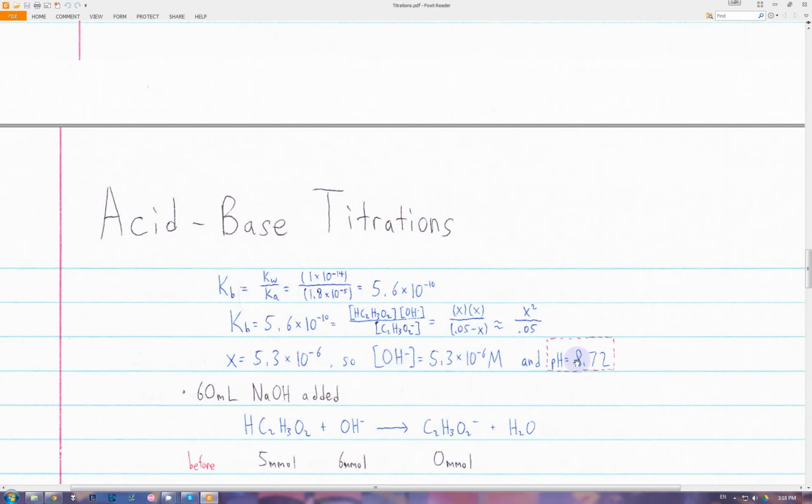So notice that the pH at the equivalence point is greater than 7, and that's because after all the acetic acid is consumed, we're left with the conjugate base, which makes a basic solution.